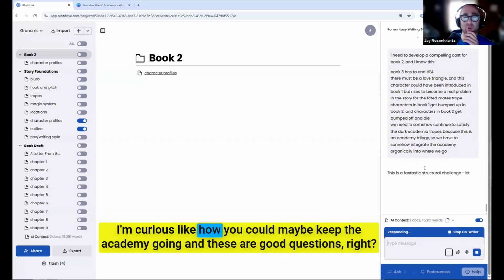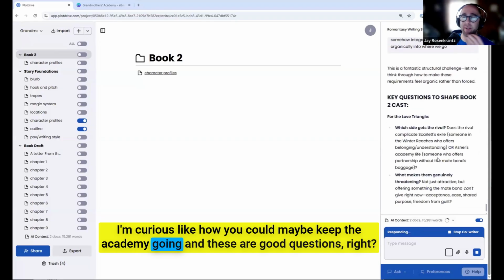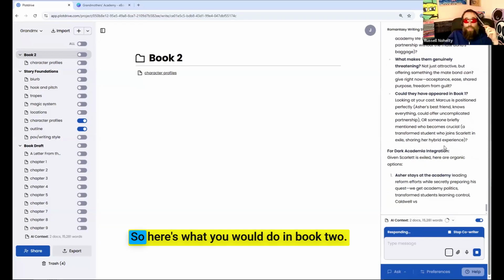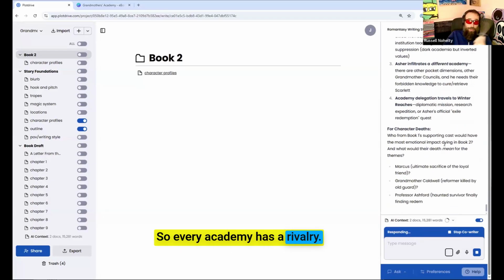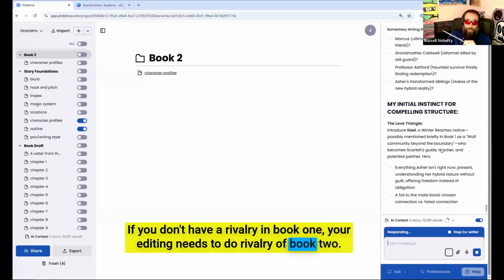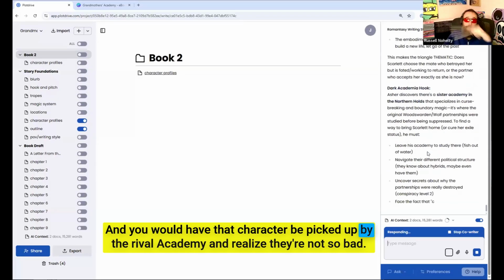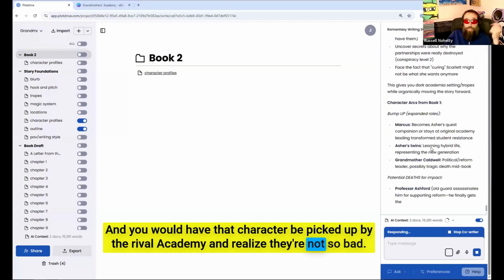I'm curious how you could maybe keep the academy going. And these are good questions, right? So here's what you would do in book two. Every academy has a rivalry. If you don't have a rivalry in book one, your editing needs to add a rivalry in book two. And you would have that character be picked up by the rival academy and realize they're not so bad.